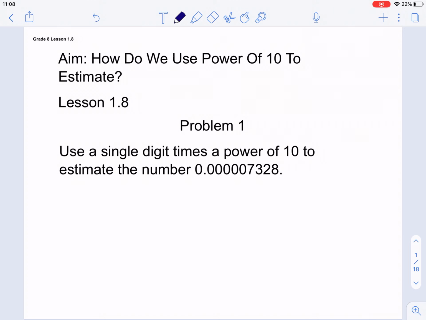Today's lesson is on how we use powers of 10 to estimate. Problem 1: Use a single digit times a power of 10 to estimate the number given. Take a second to copy down the question.